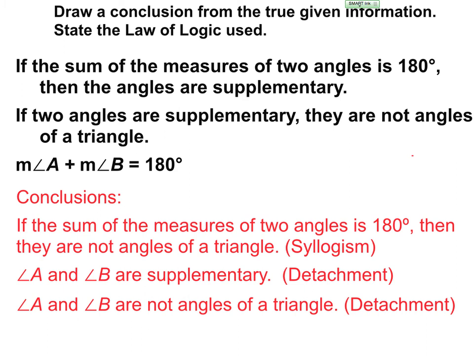Now there are a couple detachment things you could do, because I told you A and B do add up to 180. So you could come up with something from the first if-then and the second if-then. I'm not worried as much about that. And how are syllogism and detachment going to relate to what we are doing? Actually, yesterday you kind of did the law of syllogism, just not written with the words if and then.